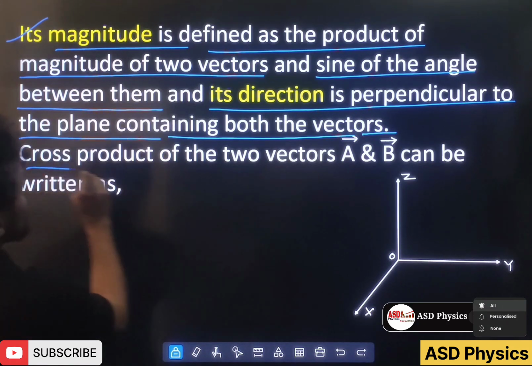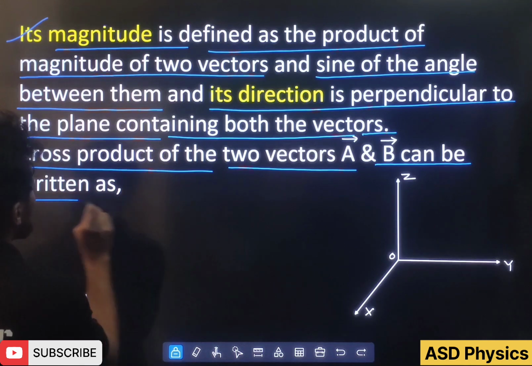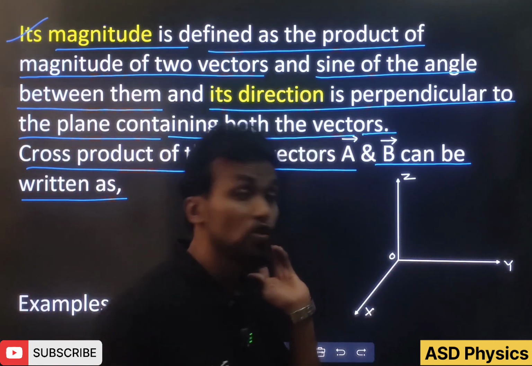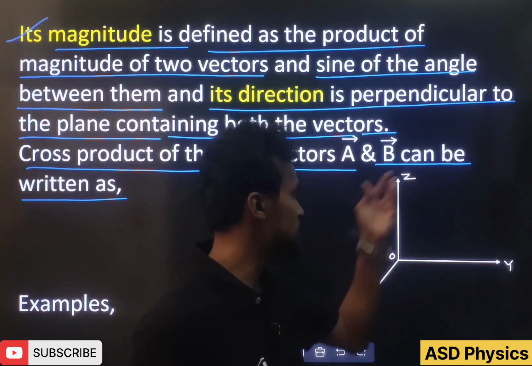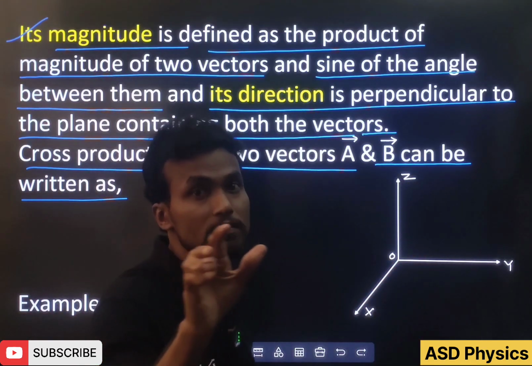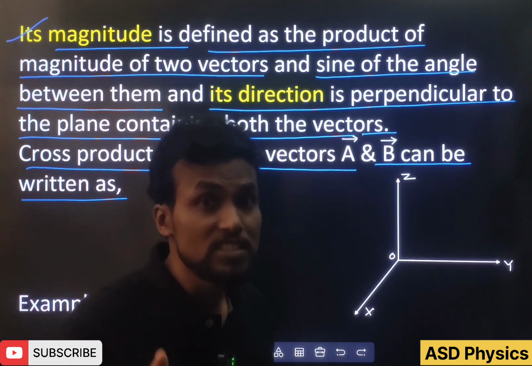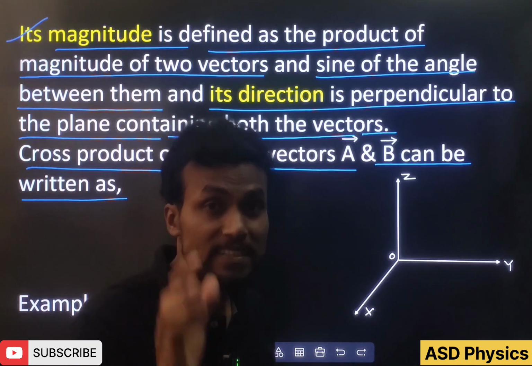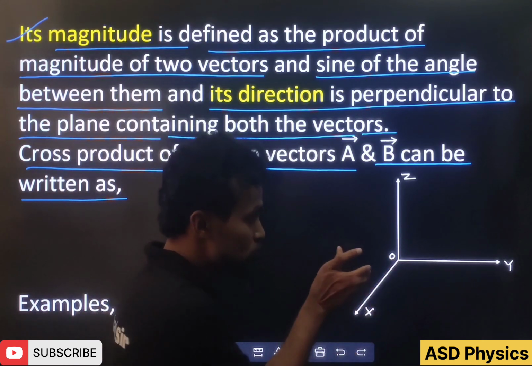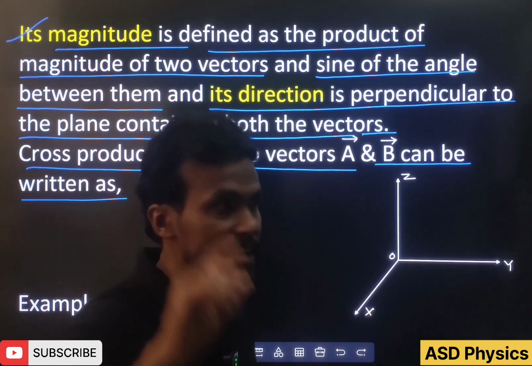Now, the cross product of two vectors A and B can be written as follows. Here I have taken some coordinate axes: x-axis, y-axis, z-axis. Here the x-axis is out of the board. When we curl our fingers from x to y, the thumb should indicate the z direction. This is the basic way to draw the x, y and z axes. Again, the x-axis is outside of the board, so when I curl my fingers from x to y, the thumb should go along the z-axis. Remember that.